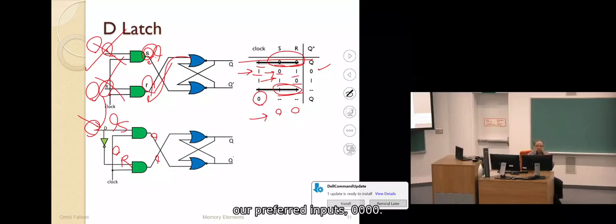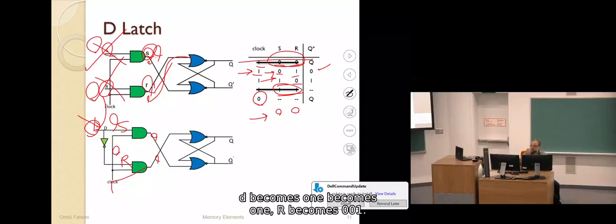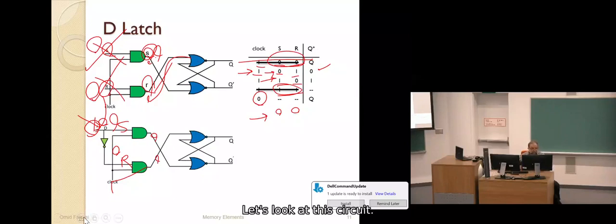0, 0, we build it when clock is 0. When D becomes 1, S becomes 1, R becomes 0. When D becomes 0, we have 0, 1 for S and R. Okay? Simple? Don't follow? Maybe I told it fast. Let's look at this circuit.